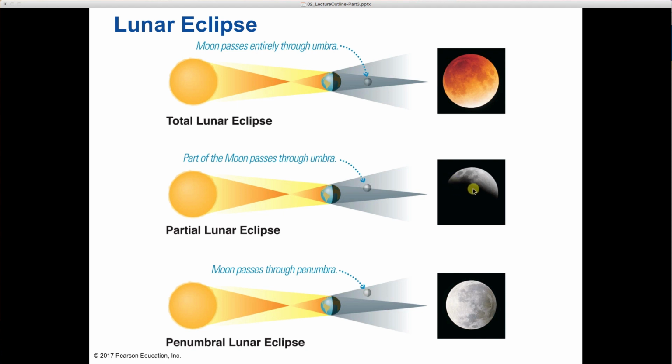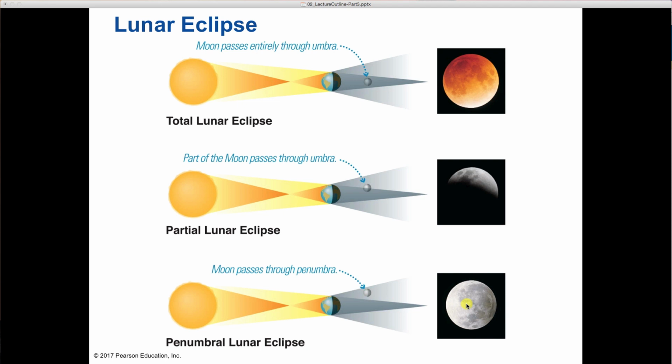This is a partial lunar eclipse. And then you could have a penumbral eclipse, where the eclipse does not at all pass through the dark part of the shadow. It passes through this lighter part of the shadow, and it's hard to tell that anything's going on. These happen pretty frequently. You look up at the moon, and you wouldn't really notice it unless you knew what was going on. You wouldn't really notice that this kind of an eclipse was happening.